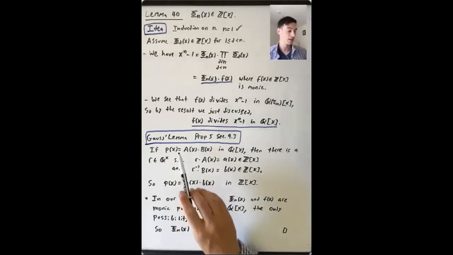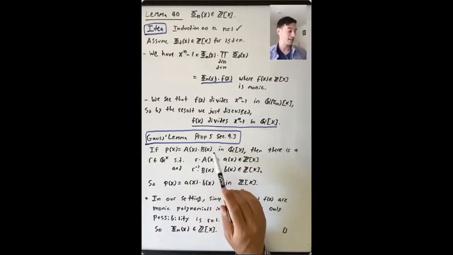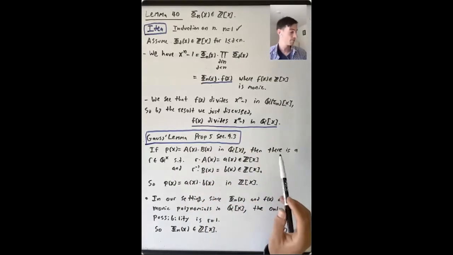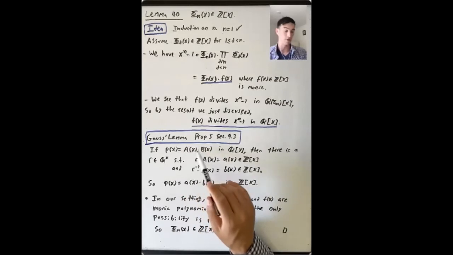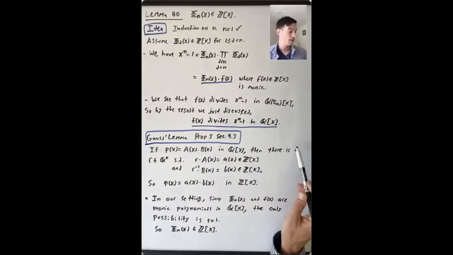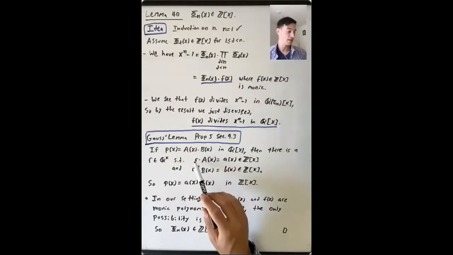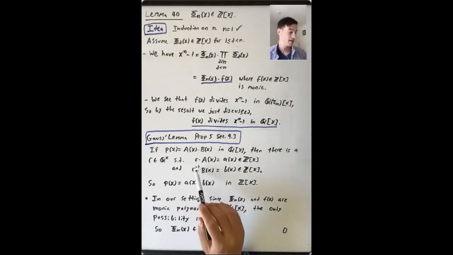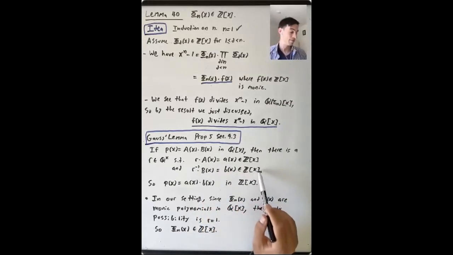says in this setting. If we have a polynomial p of x that's equal to capital A times capital B in Q bracket x, so it's a product of two polynomials with rational coefficients, and p of x has integer coefficients. So we have some polynomial in Z bracket x that's equal to a product of two polynomials with rational coefficients. Then there is a non-zero element r in Q such that r times capital A is some polynomial little a of x that's in Z bracket x, and r inverse times capital B of x is equal to some polynomial little b, which is in Z bracket x.